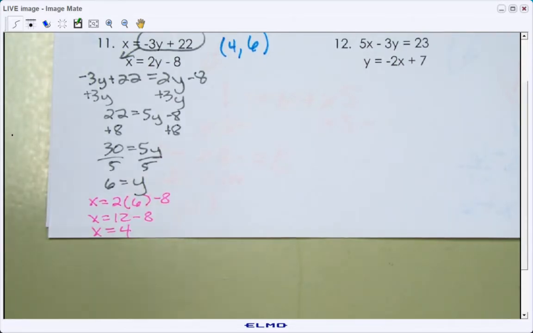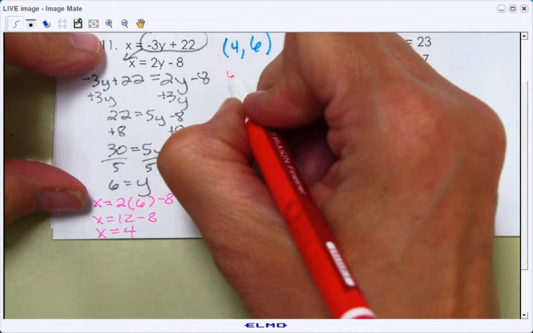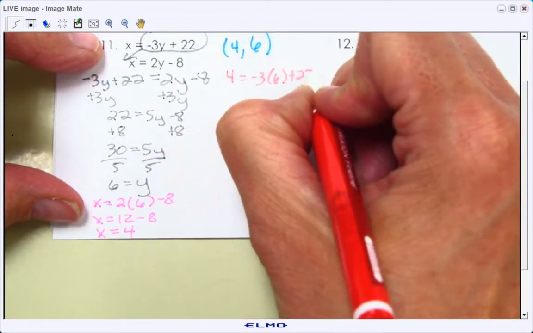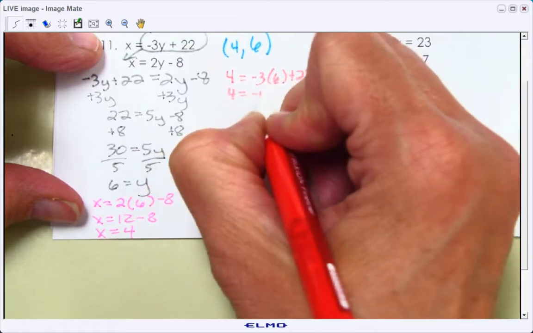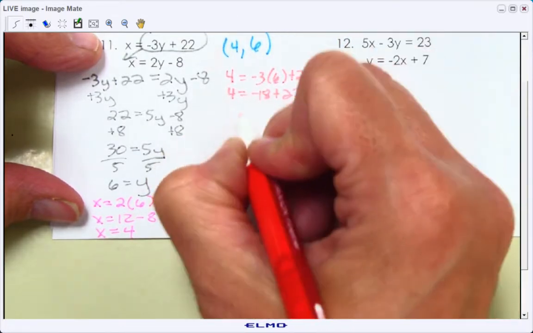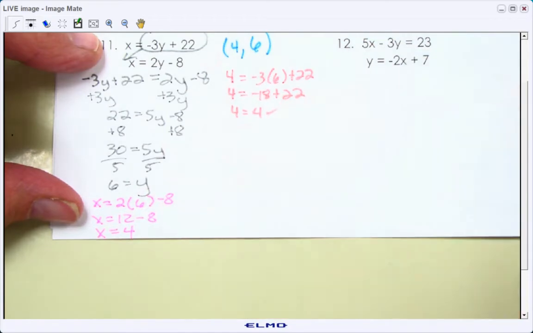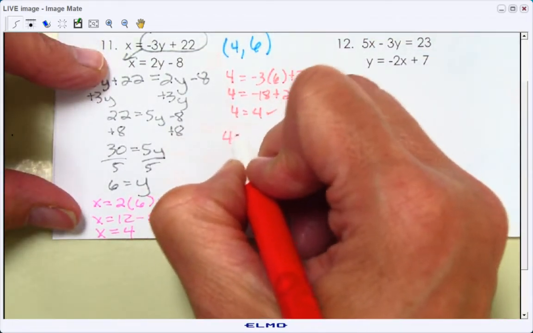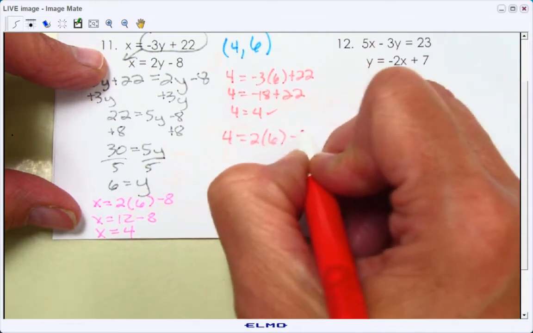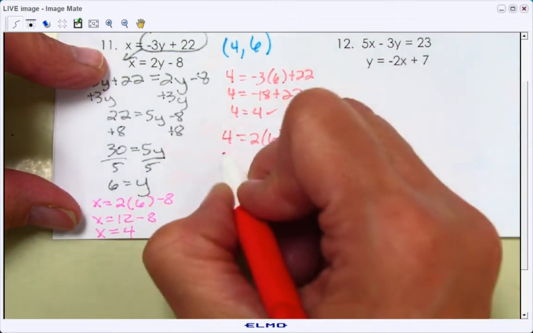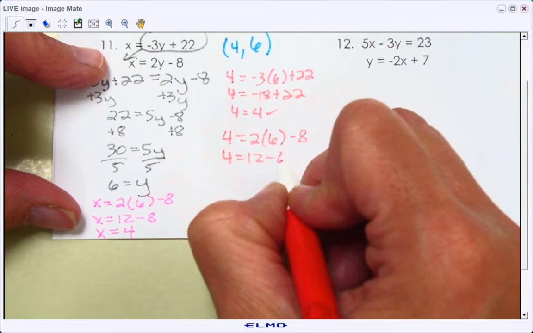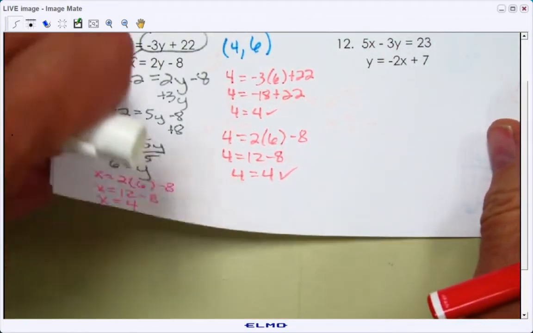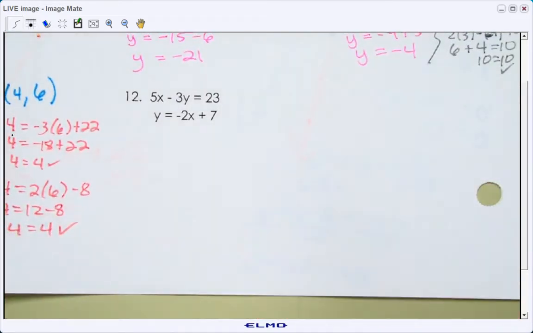Let's try this one. So 4 equals negative 3 times 6 plus 22. So 4 equals negative 18 plus 22. So 4 equals 4. Perfect. Then I plug it into the other one. 4 equals 2 times 6 minus 8. So I get 4 equals 12 minus 8. So 4 equals 4. Beautiful. That is the solution.